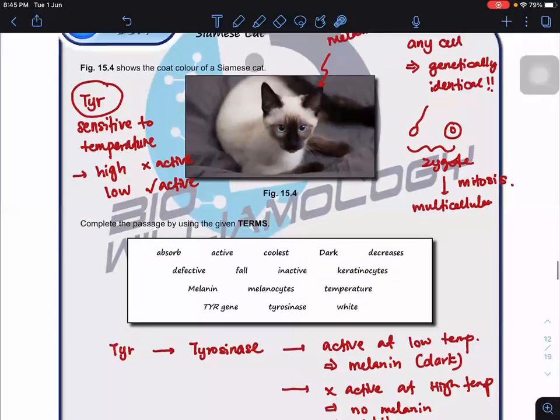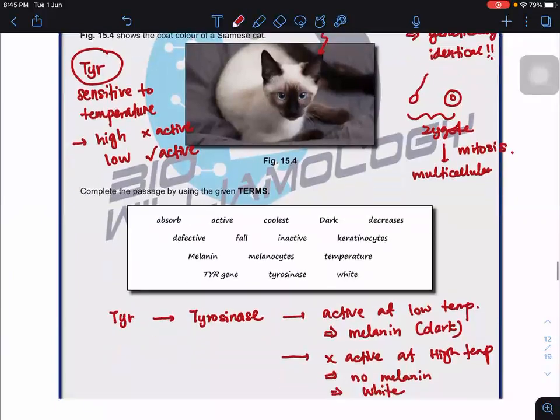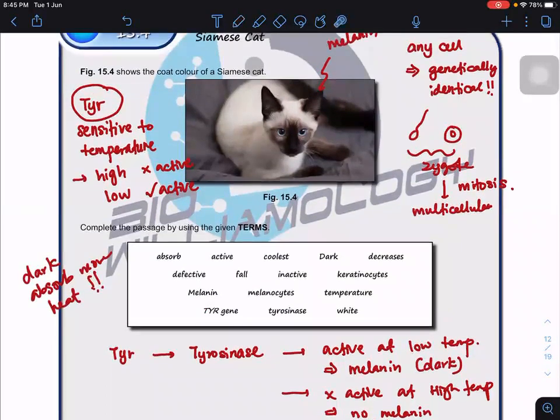So what is the rationale behind this? Always remember, what is the rationale? Because dark color absorbs more heat or retains more heat. So when the temperature is low, they don't want to continue to disperse the heat, to release it to the environment. So with the deposition of melanins, they can retain the heat energy. So they won't lose too much heat energy through these extremities.